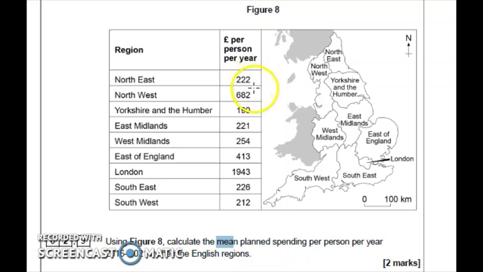So add up 1, 2, 3, 4, 5, 6, 7, 8, 9. Add up all of those 9, divide by 9, and the answer that you should come out with is £484.78.